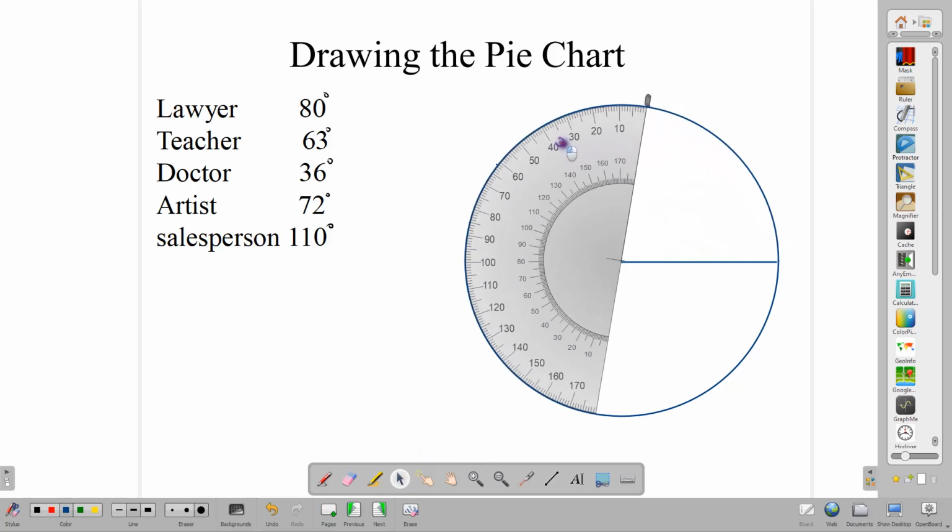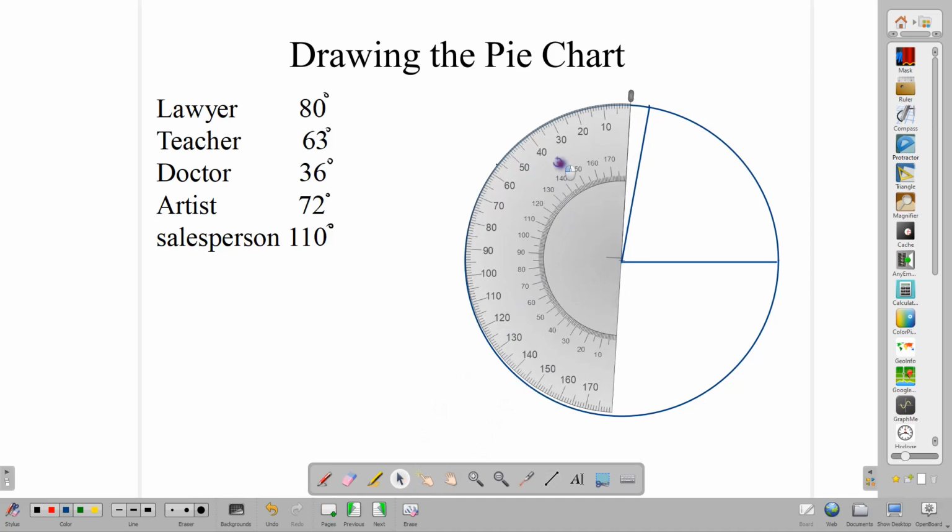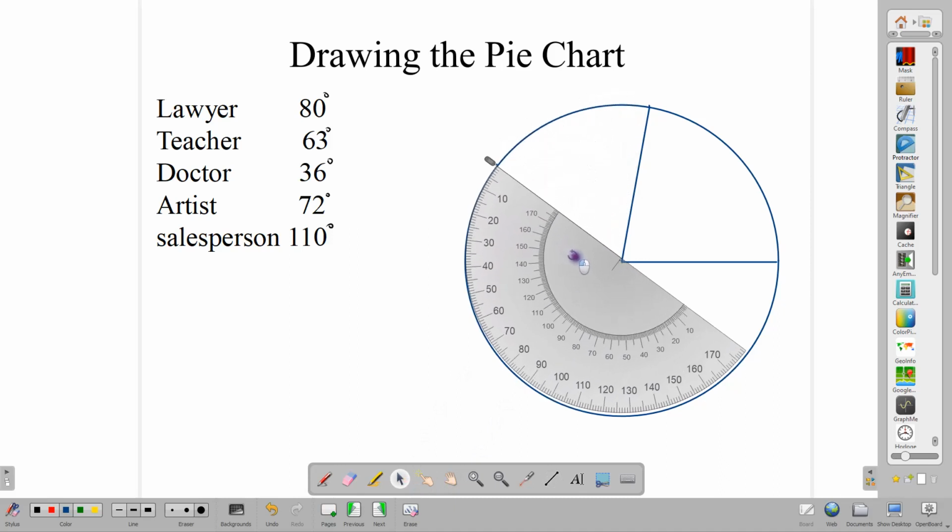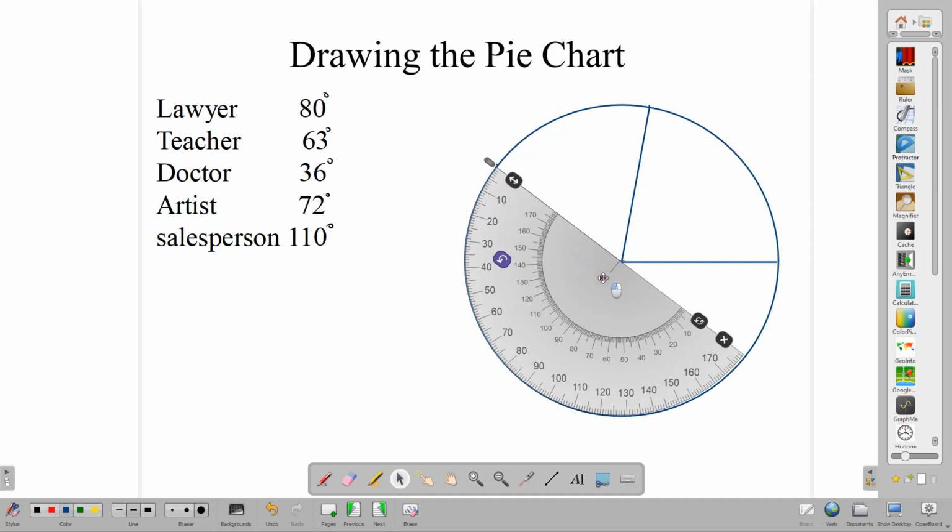Okay. Here's our first one, and that's 63 degrees. So we put in our 63 degrees. All right. Now we're going to move this protractor around to the other one. And I'm seeing already that my diagram is a little bit off. So I'm going to adjust this to make sure that it looks a little neater. All right, here it is. And now I'm going to put in my line.